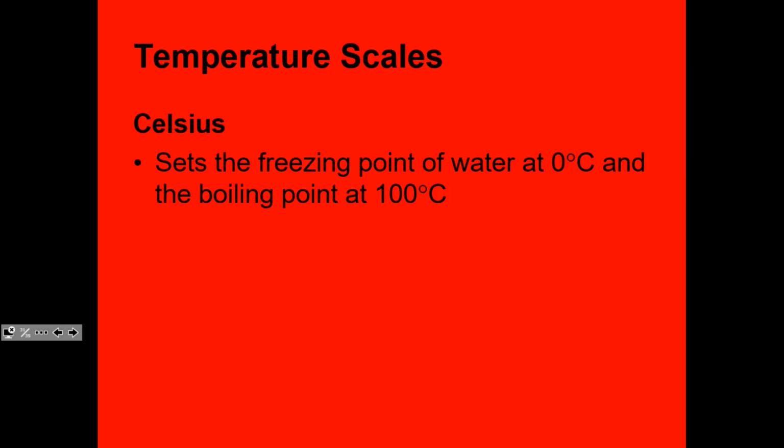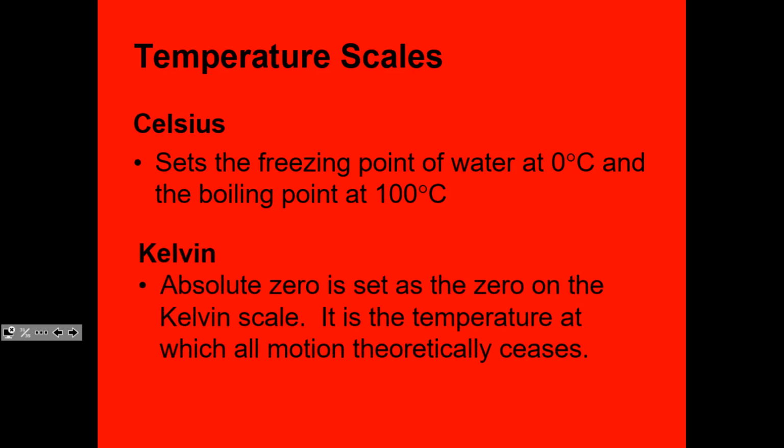Celsius scale was set because of water. Water, when it freezes, they put that at 0. And when water boils, they put that at 100. And then from there, the Celsius scale was set. Kelvin is based on something called absolute zero. Kelvin is on a lower scale because it takes into account absolute zero, which is the point at which all motion theoretically ceases.